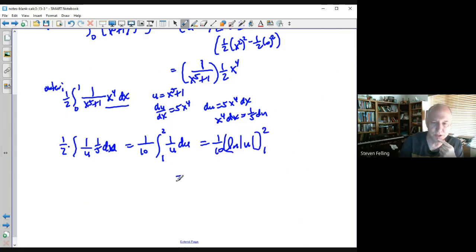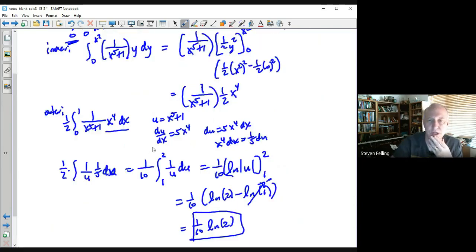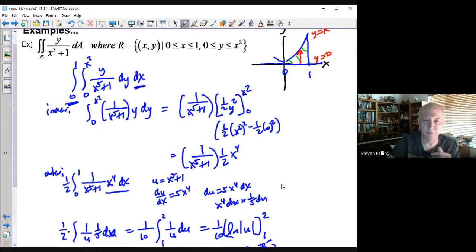So we'd have 1/10, and then natural log of 2 minus natural log of 1. But the natural log of 1 happens to be 0. So this is just 1/10 natural log of 2 is the final answer here. Okay. And that seemed pretty easy to do. I think I picked a direction which was fine. The other direction might be easier, might not be. This did require some u substitution.